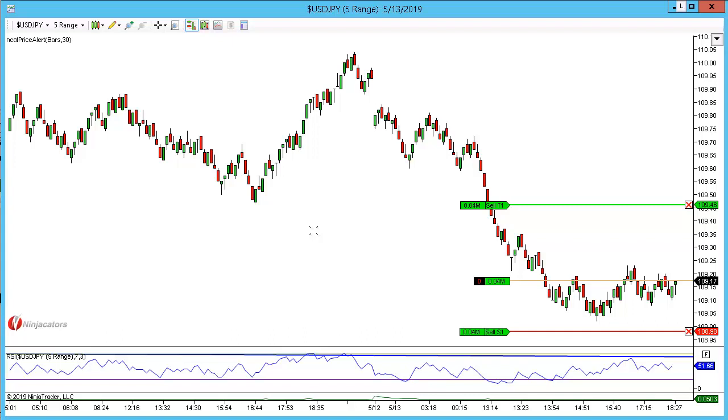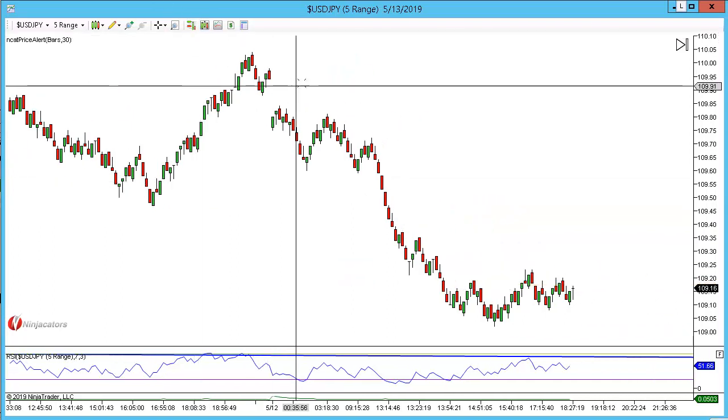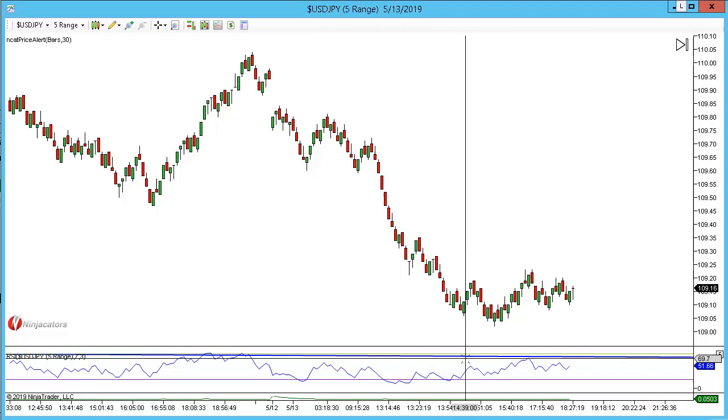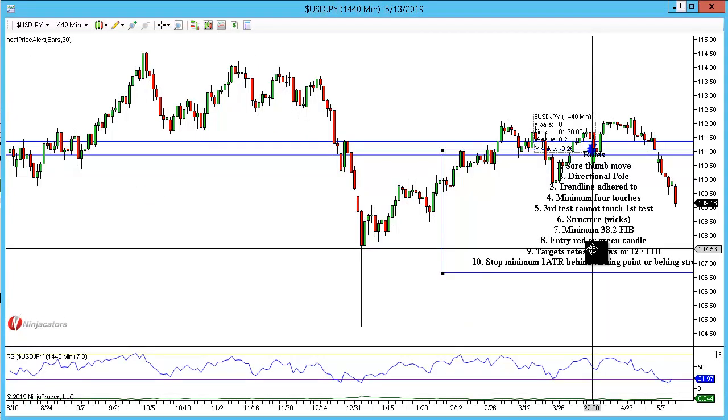This is the dollar yen on the 5 range, and I'm involved with a head and shoulders. Just before I run through that particular trade, let's go and take a look at the higher time frame analysis, starting off with the daily time frame.